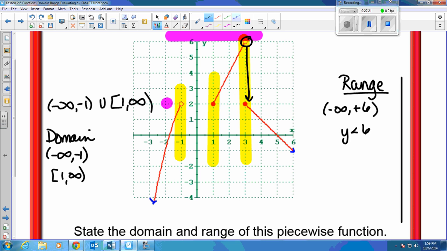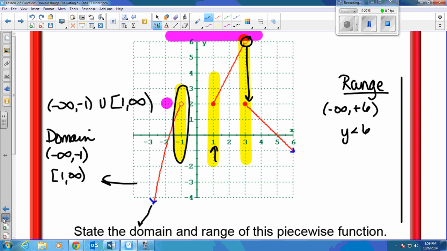So domain, we look at x values. We go from the left part of the graph, but this arrow tells me my graph keeps going. So the left part of my graph would be -infinity. I stopped right here at -1 because my graph broke. And then I jumped to the next part of my graph starting at 1 and going all the way up to infinity. So even though they're the width of the graph, we've got to figure out where they cross the x-axis. So we're looking for fences.